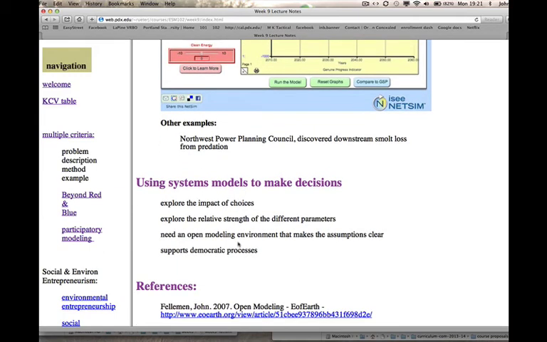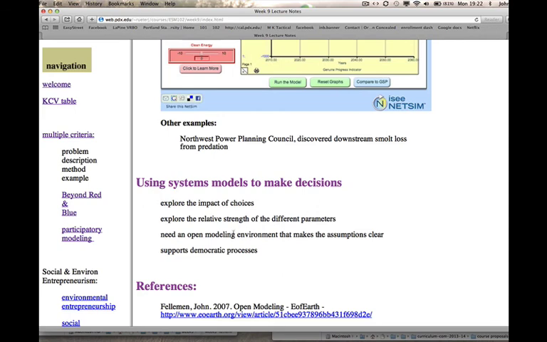And another example is the Northwest Power Planning Council had a model like this. It was very easy to look at and very complicated underneath, but they took it around and showed it to all sorts of different stakeholders. And from that, they discovered that the people who had fished on the river for a long time had this understanding that after the reservoirs had been put in, they were losing a lot of smolt going out, and from that they discovered a major loss at each dam due to predation. So when we use systems models like this to help make decisions, it helps explore the impact of choices, explore the relative strengths of the different parameters, how they actually work, and lets the public understand that.